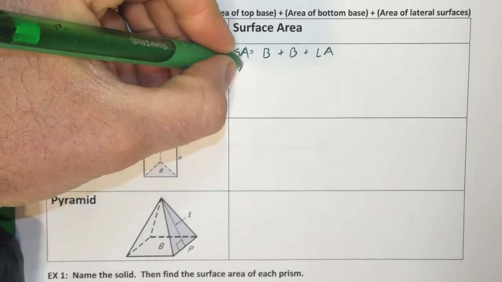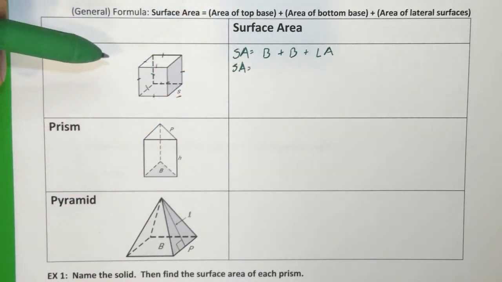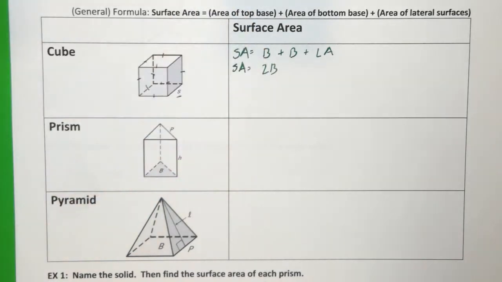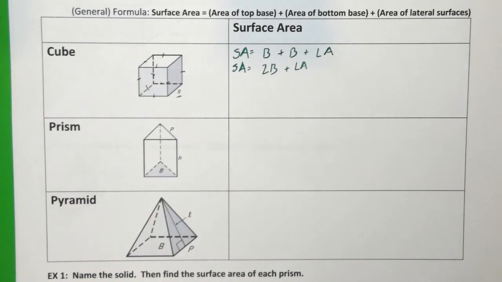Surface area, if we want to take that further, you might notice that there's two bases. And in a cube, like most prisms, the bases are going to be identical, which means that we can simplify this down to 2B. And then we can have the lateral area at the back. I want you to notice that I'm using a capital B here because I want that to represent something that you have to calculate. I want it to represent your base area.